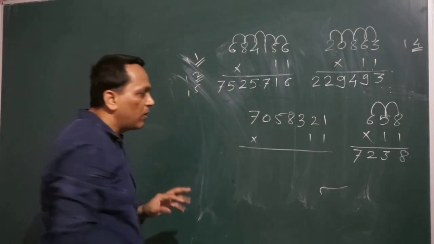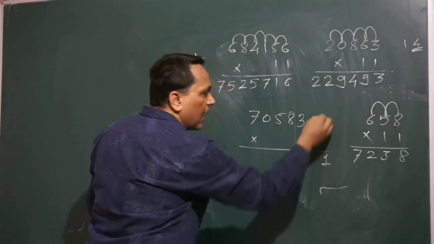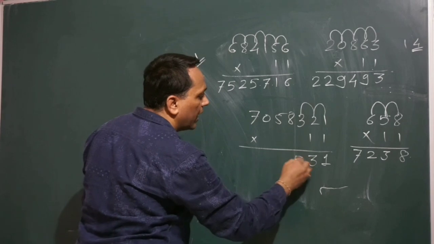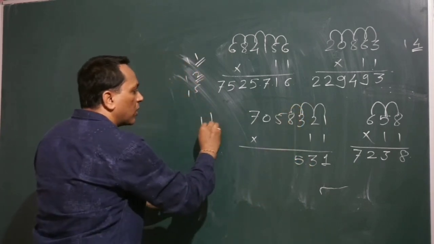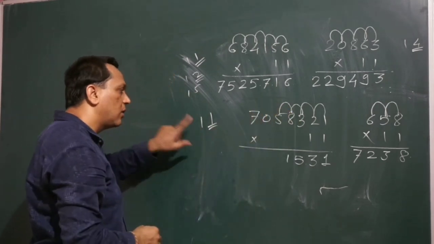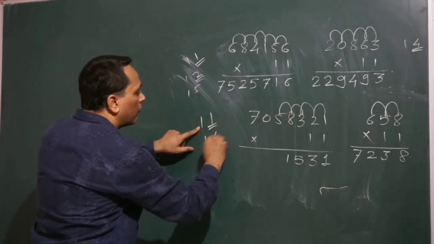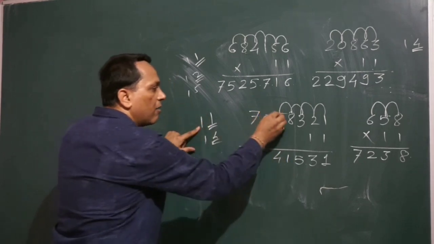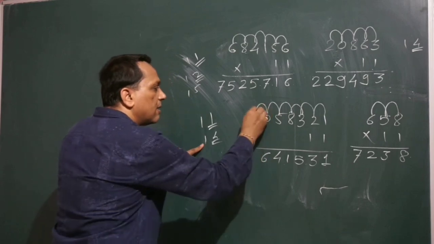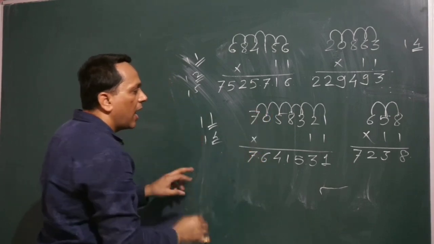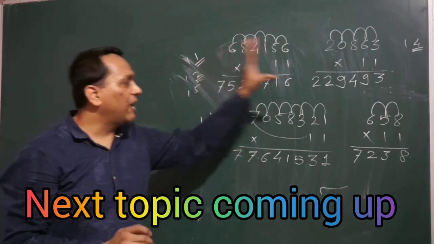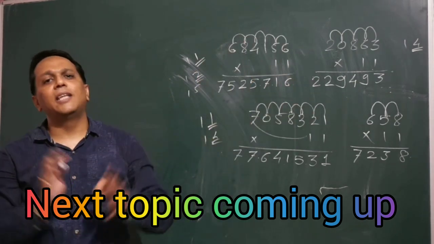And now the last problem, 1 ones are 1, add these numbers, 2 plus 1 is 3, then 3 plus 2 is 5. 8 plus 3 is 11, we write 1 here, 1 is carry, 5 plus 8 is 13, 13 plus 1 is 14, we write 4 here, 1 is carry, 5 plus 0 is 5, 5 plus 1 carry is 6, 7 plus 0 is 7, and the last digit is 7 ones are 7. So as you can see, multiplication of any number by 11 is a very easy example.